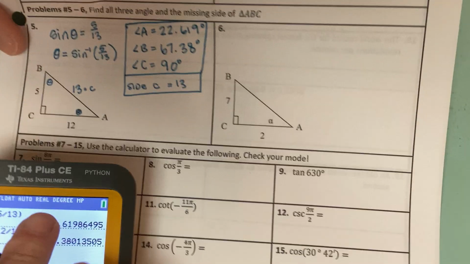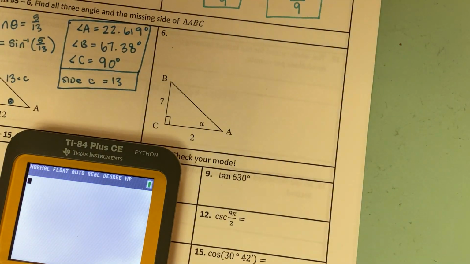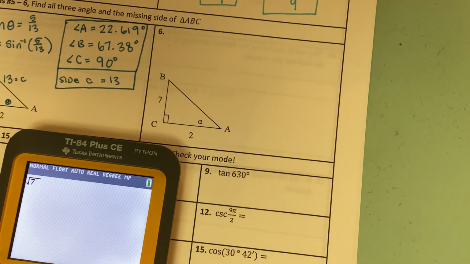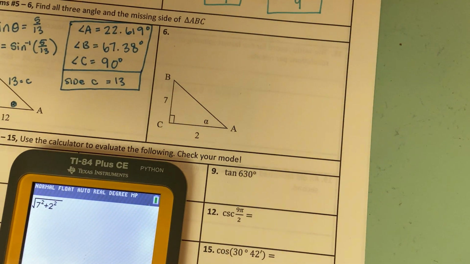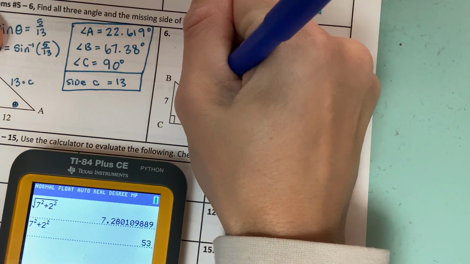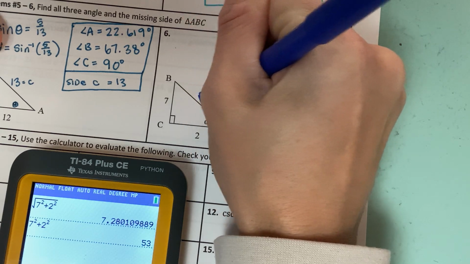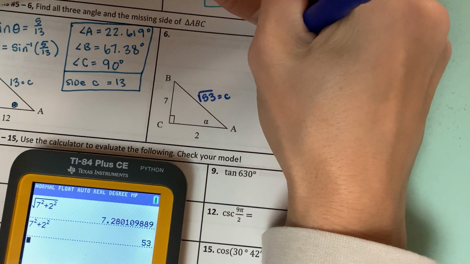All right, so on this one, side C is a little bit harder to figure out. So we're going to use the Pythagorean theorem. So 7 squared plus 2 squared, and then we're going to end up square rooting it. Maybe I want to leave this in. Yeah. All right, so we're going to leave this as the square root of 53. All right, so that's side C.